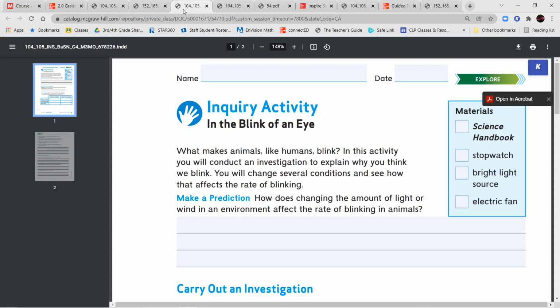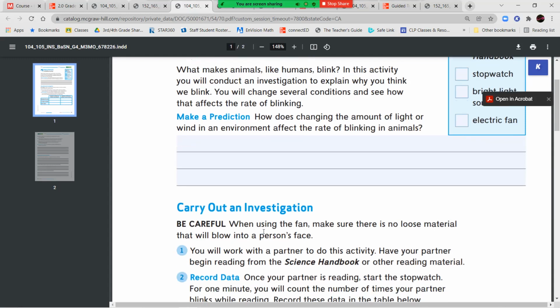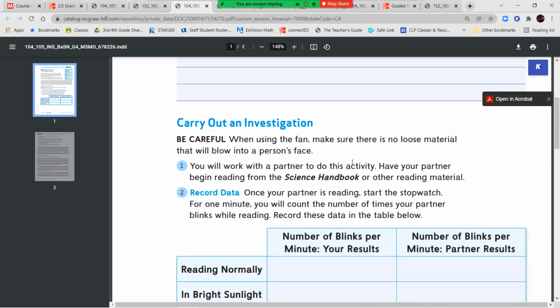And you're going to change a couple things and do a couple things that will make the person blink more often and see if that actually happens. How does changing the amount of light or wind in an environment affect the rate of blinking? So do you think it's going to make you blink more often or less often if it's windy or if there's a really bright light? Go ahead and write your prediction over here. You're going to tell me, I predict, and then tell me what it is. And then you're going to say because, and you're going to give me your reasoning for it.